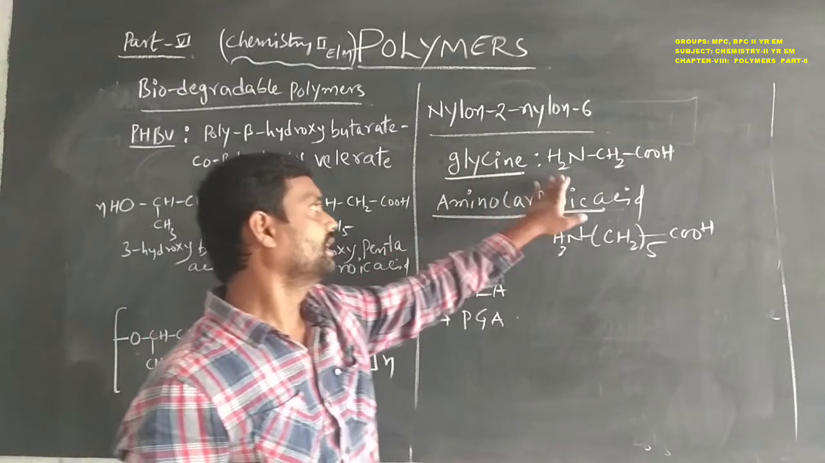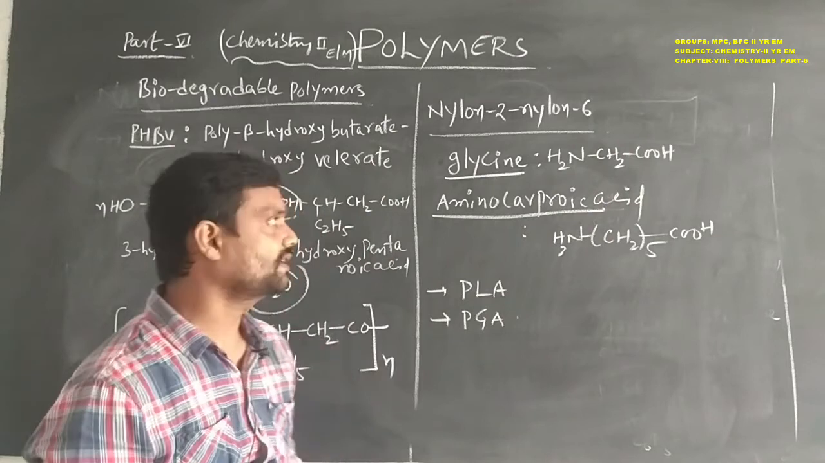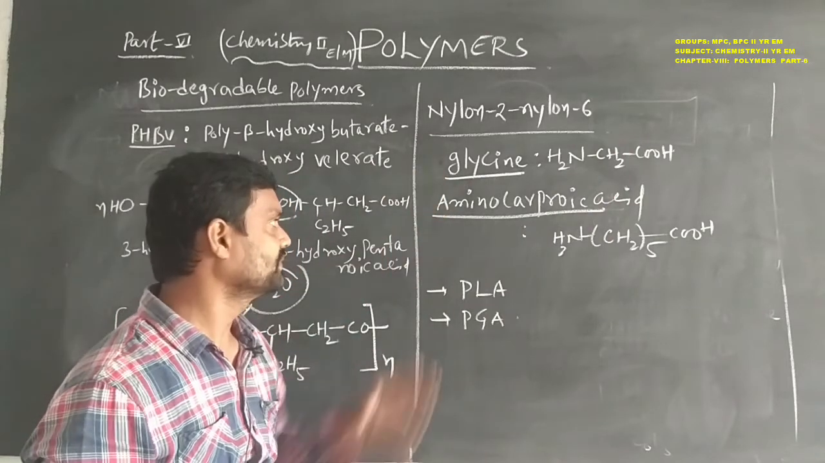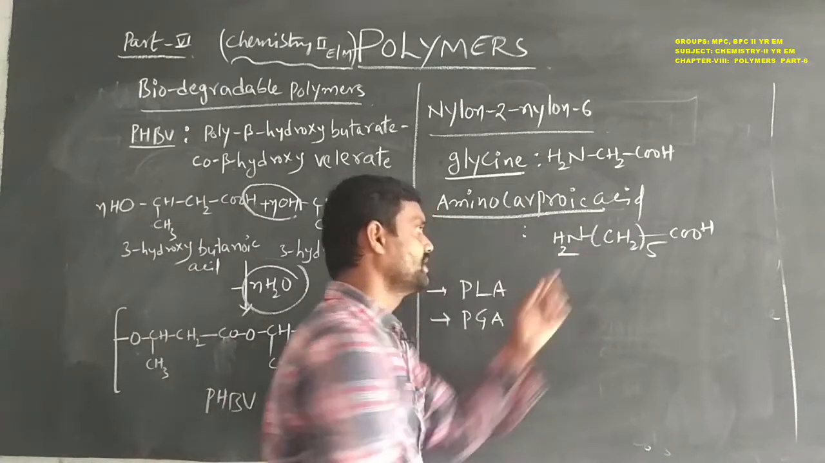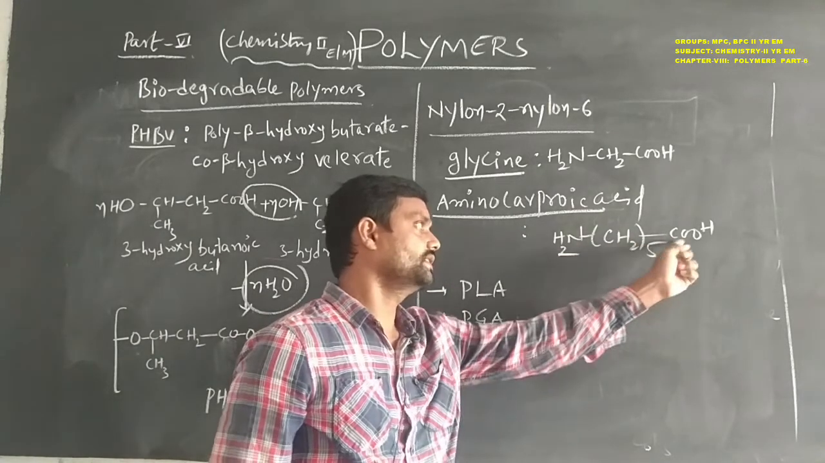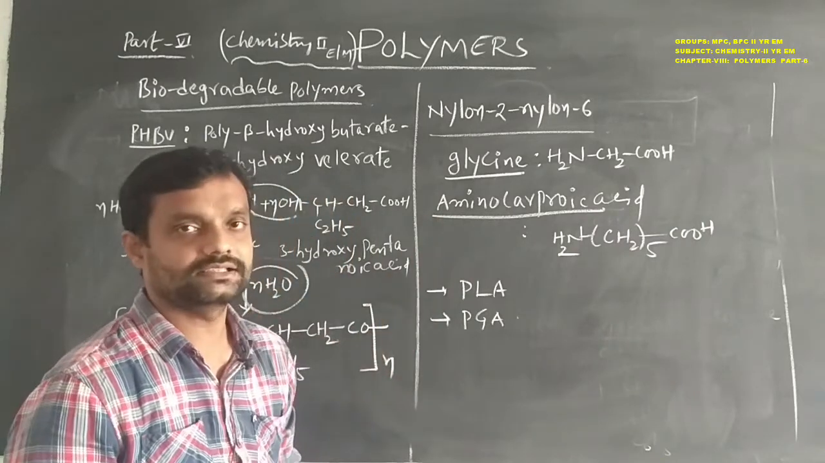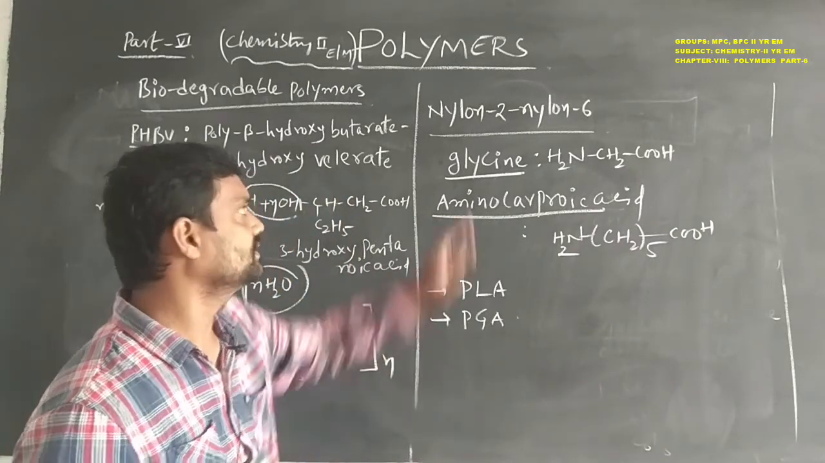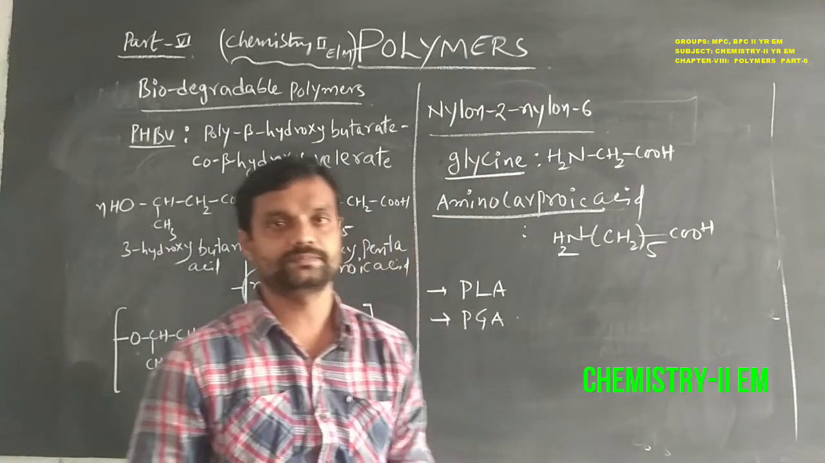Glycine is NH2 bond CH2 COOH. This is the structure of the amino acid glycine. Similarly, amino caproic acid is NH2 (CH2)5 COOH. This is the structure of amino caproic acid. These are the monomers of the nylon 2 nylon 6 biodegradable polymer.